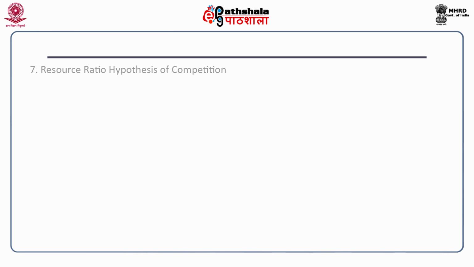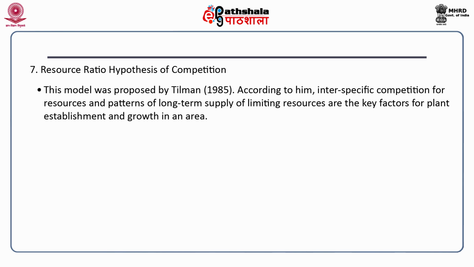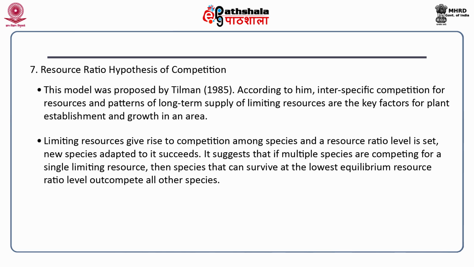Another model is the resource ratio hypothesis of competition. This model was proposed by Tilman in 1985. According to this model, interspecific competition for resources and patterns of long-term supply of limiting resources are the key factors for plant establishment and growth in an area. Limiting resources give rise to competition among species, and a resource ratio level is set. New species adapted to it succeed.